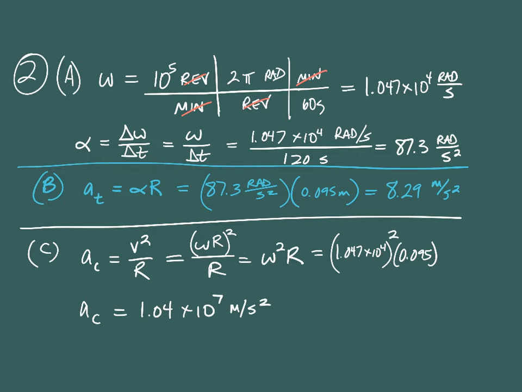Okay. If I take the centripetal acceleration relative to G, which will be with a 9.8 if I just divide that, then I'm going to get roughly a million G's out of that.